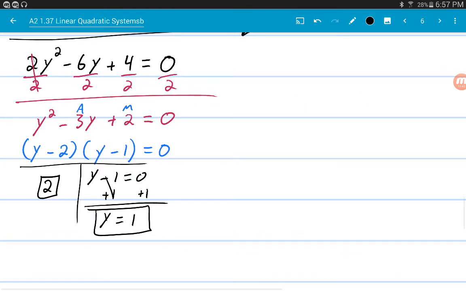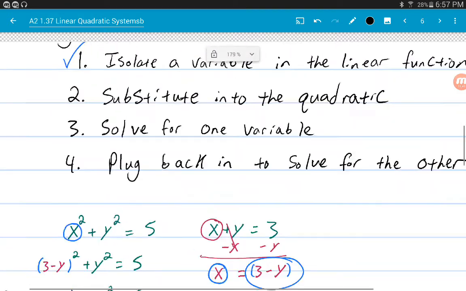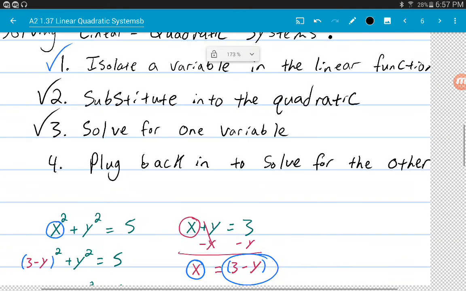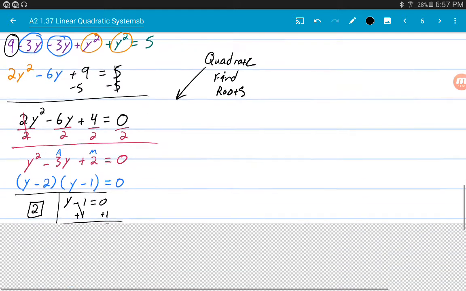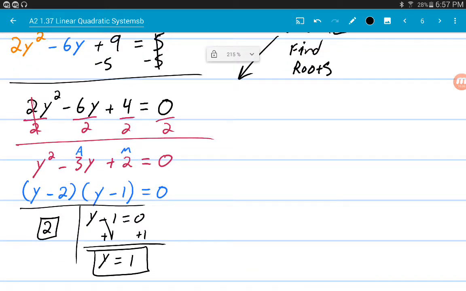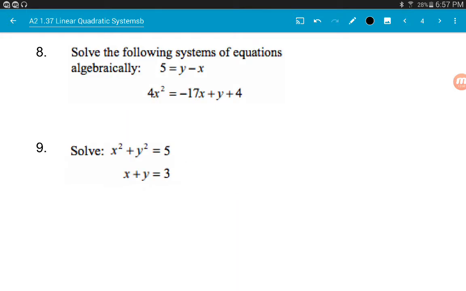Let's see how many steps we've done so far. Found y. So I've substituted. I've solved for one variable. I got the y's. But now I have to plug back in and solve for the other variable. So I have to find x now. I'm going to pick the easiest equation in the entire question. So let's see what that is. What's the easiest equation? This one. X plus y equals 3.